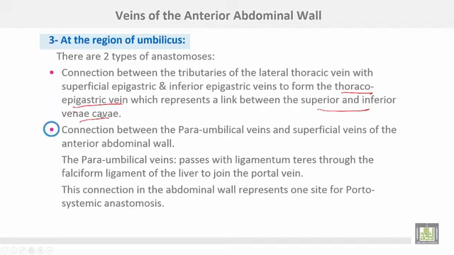Second, connection between paraumbilical veins and superficial veins of the anterior abdominal wall. The paraumbilical veins pass with the ligamentum teres through the falciform ligament of the liver to join the portal vein. This connection in the abdominal wall represents one site for portosystemic anastomosis.